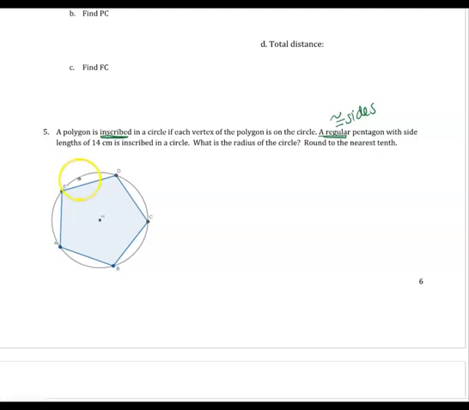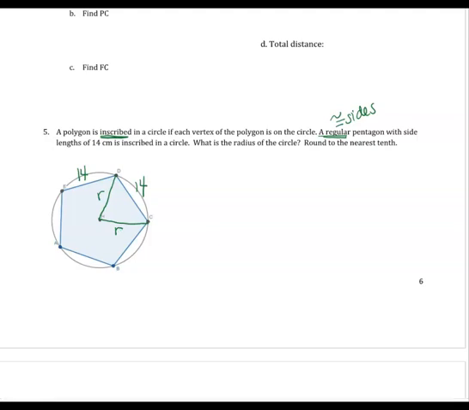Okay, so each of these side lengths would be 14. Now, in order to do trigonometry, we have to have a right triangle. So right now I don't have a right triangle in here. I'm going to have to create one. Now, the radius of the circle would be from the outside edge to the center. So I'm going to label that R. Which means if I draw from H to C here, that would also be R. Those are two radii.